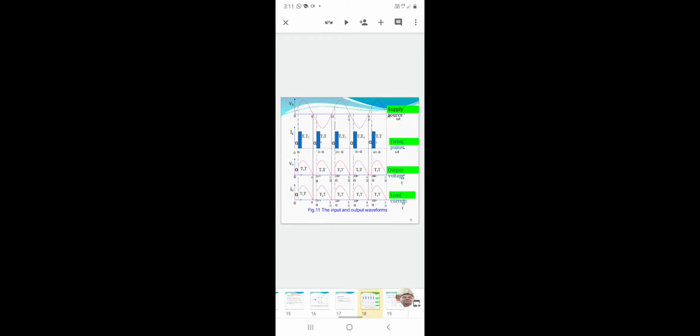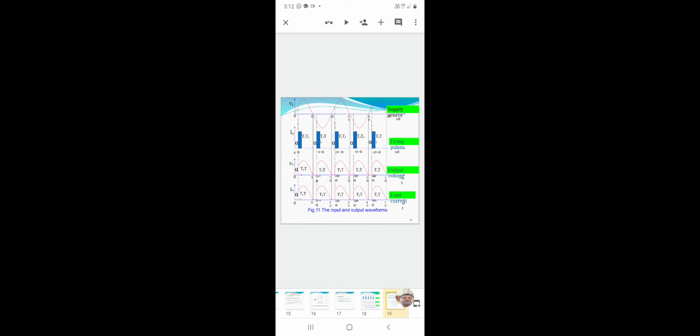Here alpha to pi is the time interval. The average output voltage equals 1 by 2 pi. We have to take the complete one cycle, that is one positive half cycle and one negative half cycle. So the complete cycle from 0 to 2 pi is called one complete cycle. So we have to take 1 by 2 pi and alpha to pi or alpha to 2 pi.